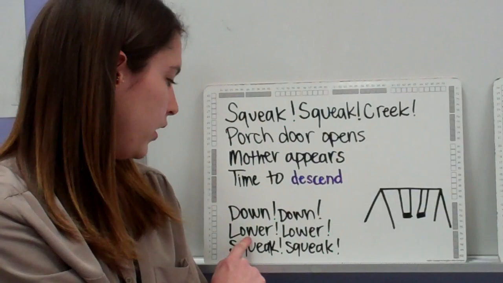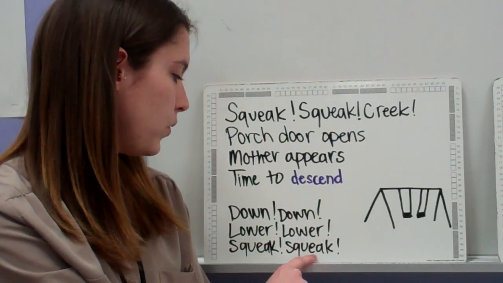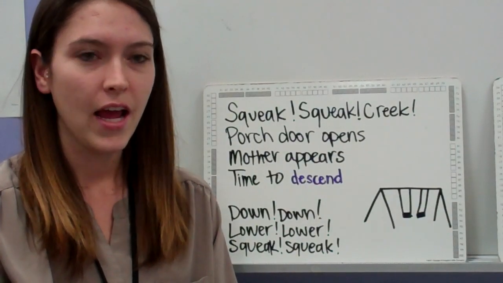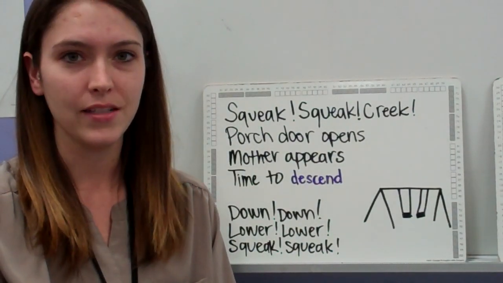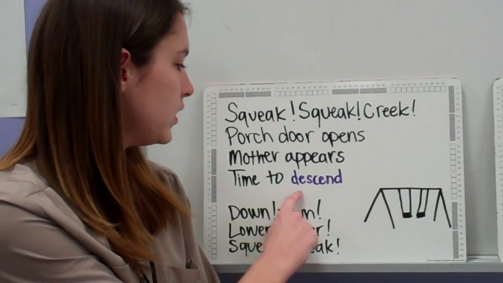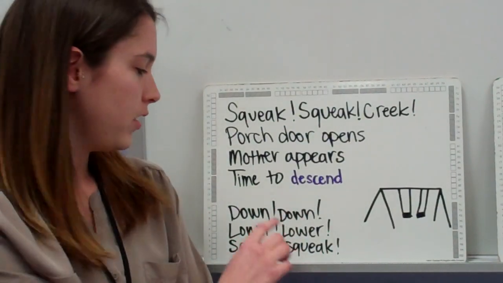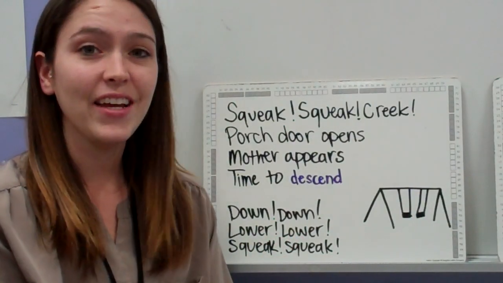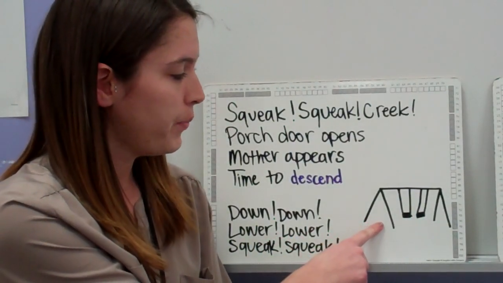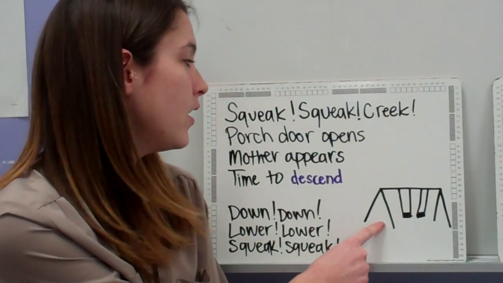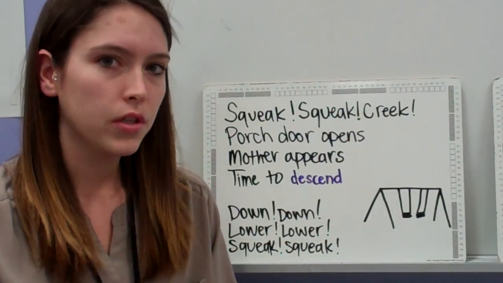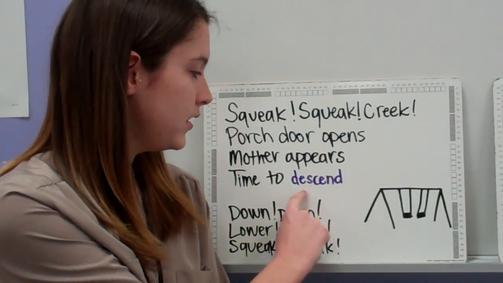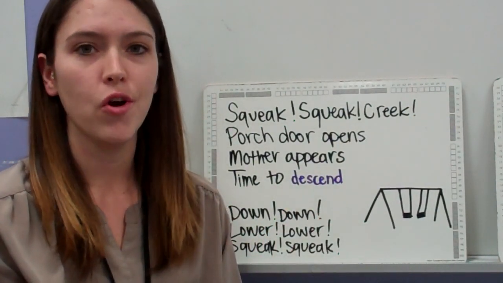Down, down, lower, lower, squeak, squeak. So far, from the rest of the sentence and the other sentences in this passage, I know that this word has something to do with going down, down, lower, lower. And I know that this passage also gives me a picture of a swing set. So if I go back and use those clues that I've come up with, I can figure out that this word, descend, means to go down.